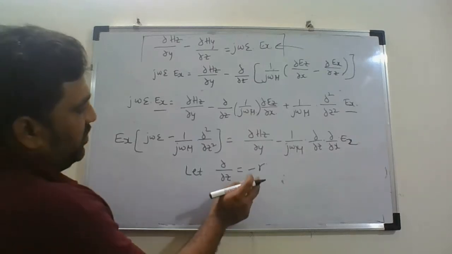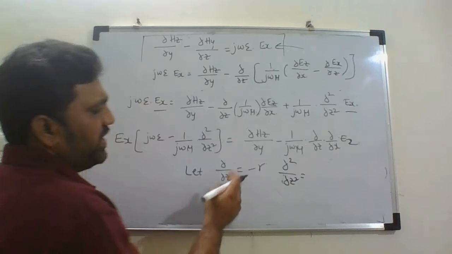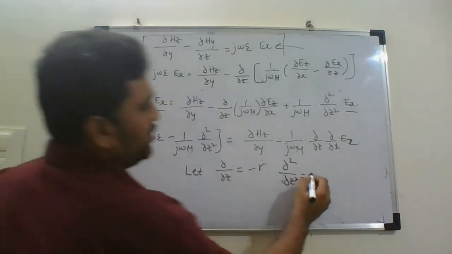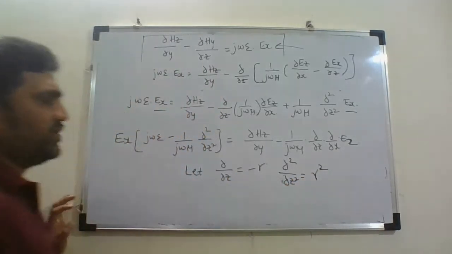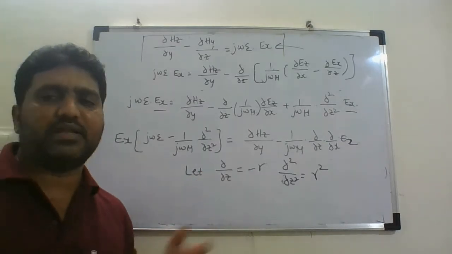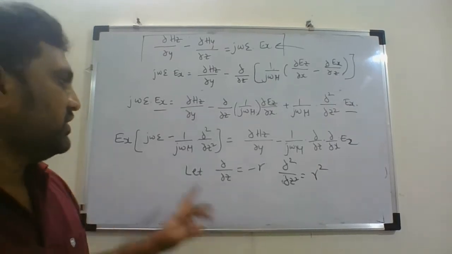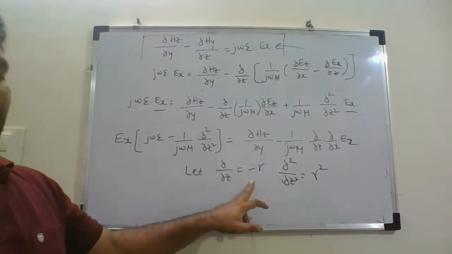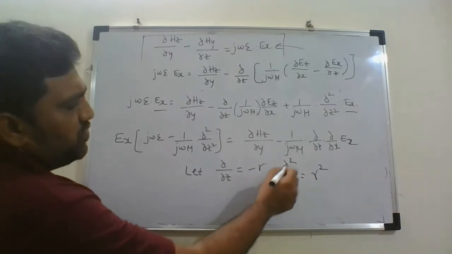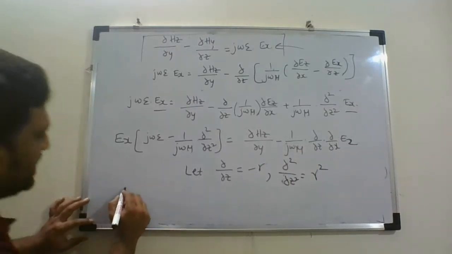So from that, dou square by dou z square is equal to gamma square, because dou by dou z into dou by dou z is minus gamma into minus gamma, which is nothing but gamma square. So let dou by dou z be equal to minus gamma and dou square by dou z square be equal to gamma square. Substitute that here.